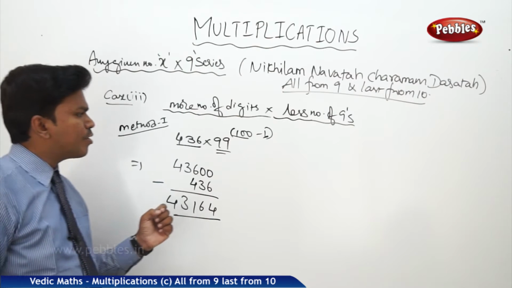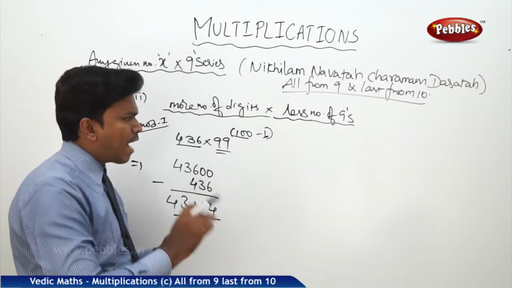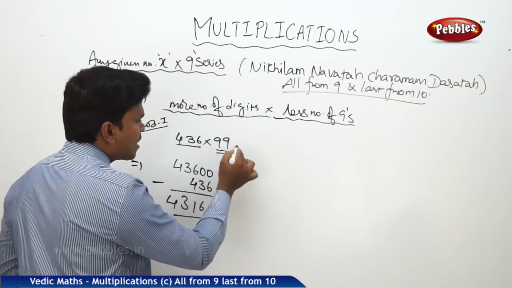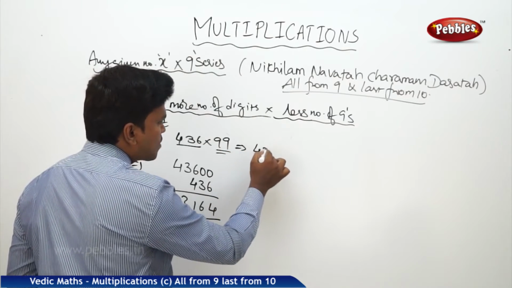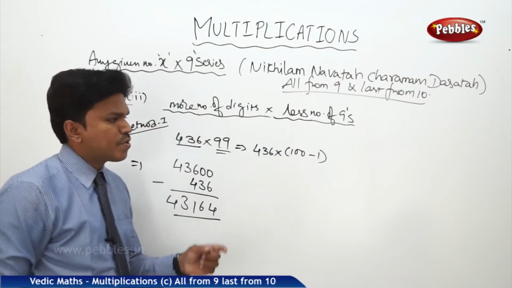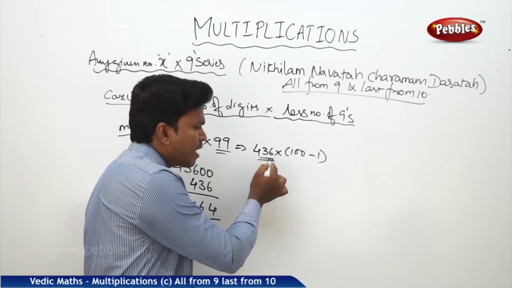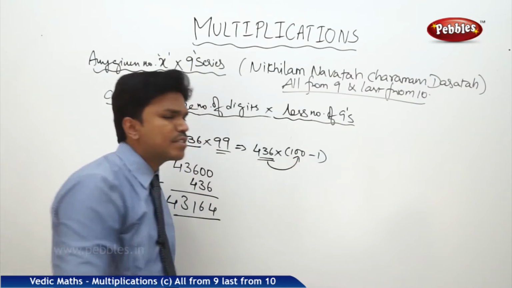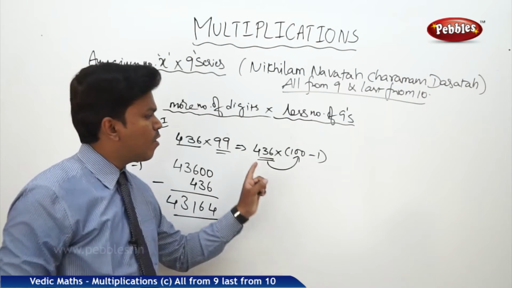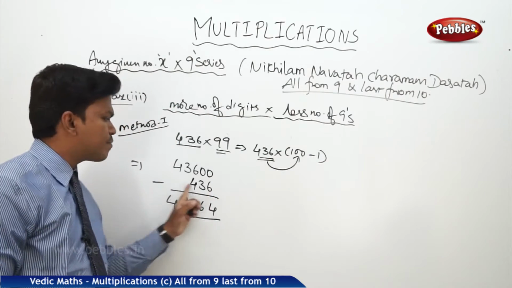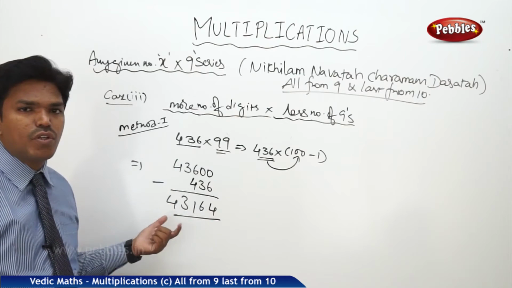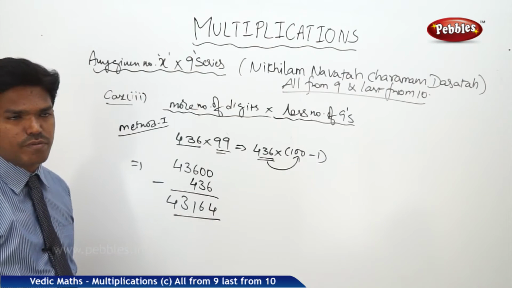Now what we are doing is simply adding one step extra. 436 into 99, we write it as 436 into 100 minus 1. First we multiply the main number by 100. 436 into 100 is 43,600. Then the second step, 436 into minus 1, minus 436. If you do the subtraction, you will get the answer as 43164.